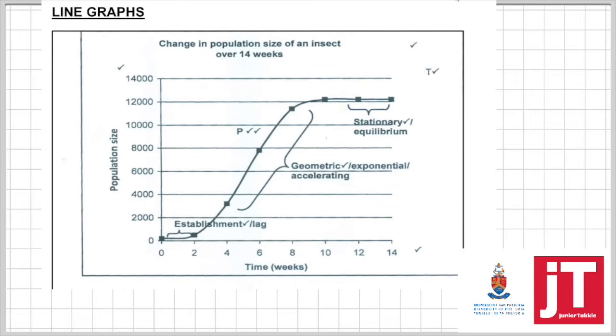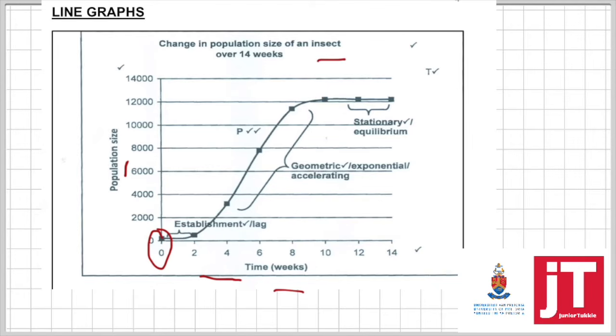A line graph, again, you can see there's your origin, your 0 at the origin. There's your scale numbers, very correct, goes up in 2000. And here on the x-axis, it goes up in multiples of 2. There's your heading and unit, there's your graph heading.